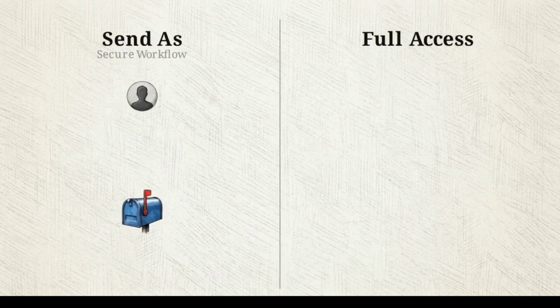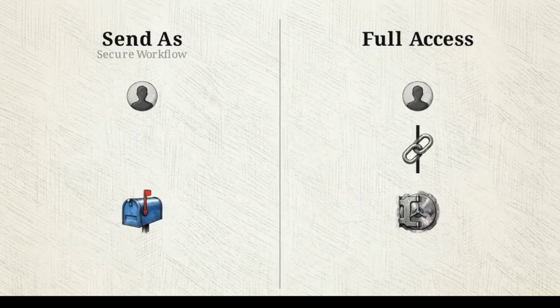On the left, Send As lets a user reply from an address without reading the inbox. On the right, Full Access unlocks the entire vault. Giving full access when someone only needs to reply is a major security vulnerability.